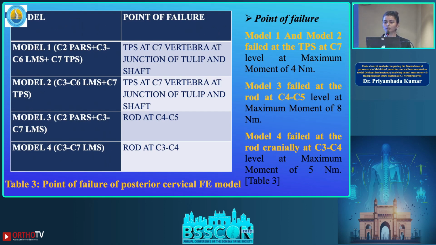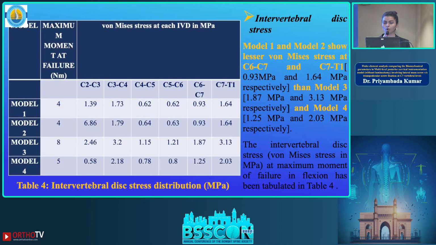Model 1 and Model 2 failed at the transpedicular screw at C7, Model 3 failed at the rod at C4, C5, and Model 4 failed at the rod cranially at C3, C4. Model 1 and Model 2 showed lesser stresses at C6, C7, and C7-T1 levels as compared to Model 3 and Model 4.